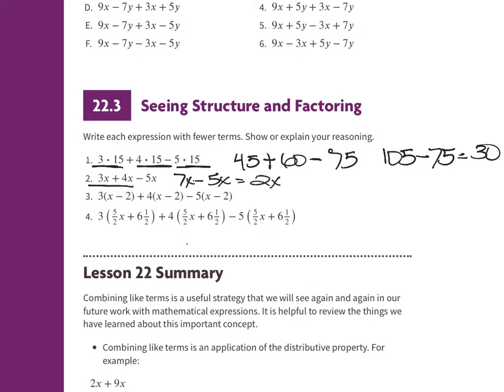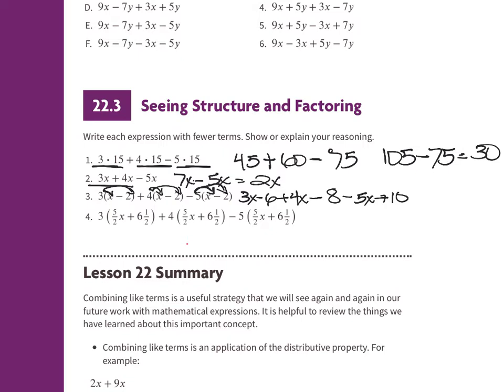All right. Number 3. Okay, they all have parentheses with numbers outside, so we can do the distributive property. So 3 times x is 3x. 3 times minus 2 is minus 6. 4 times x is 4x, so plus 4x. 4 times minus 2 is minus 8. Minus 5 times x is minus 5x. Minus 5 times minus 2 is positive 10.